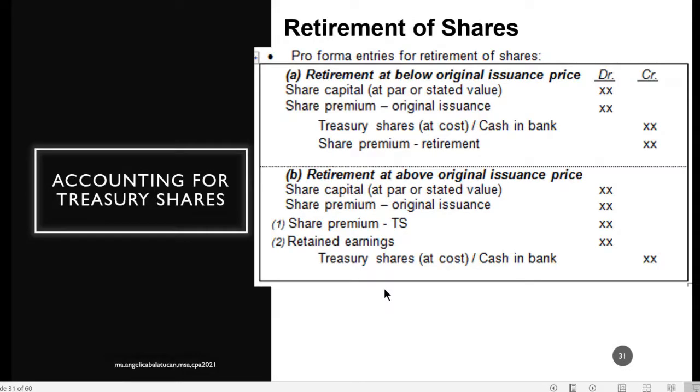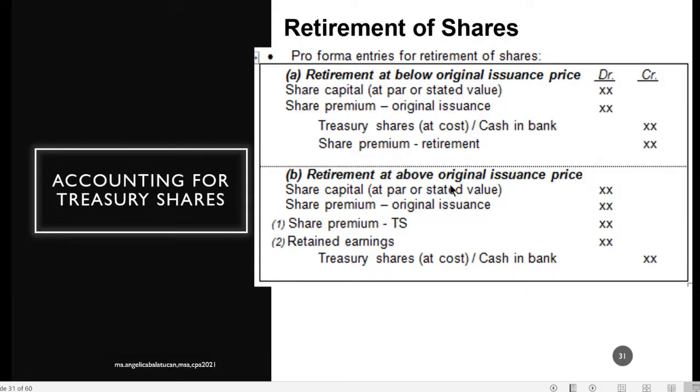What if we retire the shares? Okay, so if we retire the shares, it depends if it is below original issuance or above original issuance. If it is below the original issuance price, we have debit share capital at par or stated value, debit share premium original issuance, and then credit treasury shares, and then credit share premium retirement.